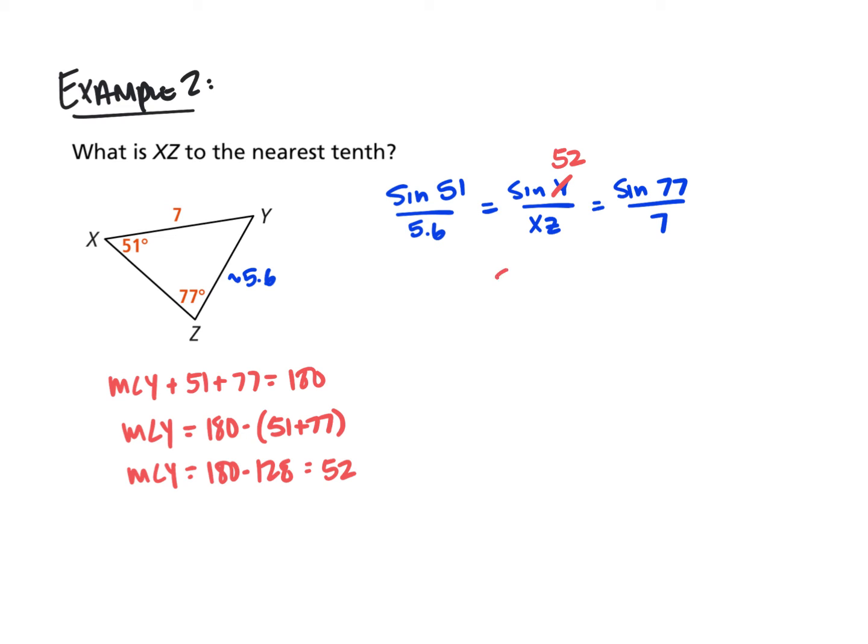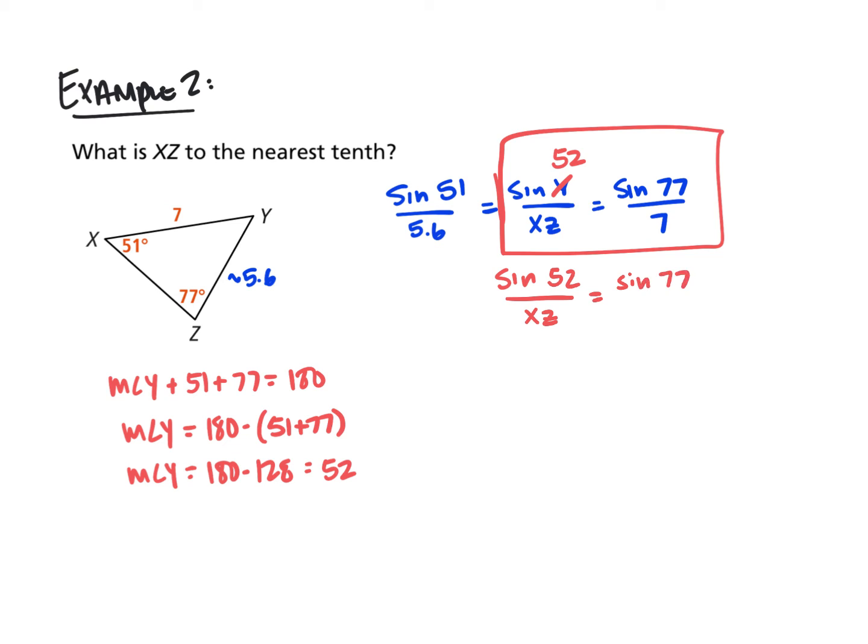And now I'm going to pick these two ratios. The reason I'm choosing these two is that in the event that I got the 5.6 wrong, I don't want to use it again to find another value, because if this is wrong, then I'll end up with a wrong answer here. So I'm going to use these two ratios since I know that the 77 and the 7 are correct because they're just given information in the problem. So I'm going to have sine 52 over the length of XZ equals sine 77 over 7.